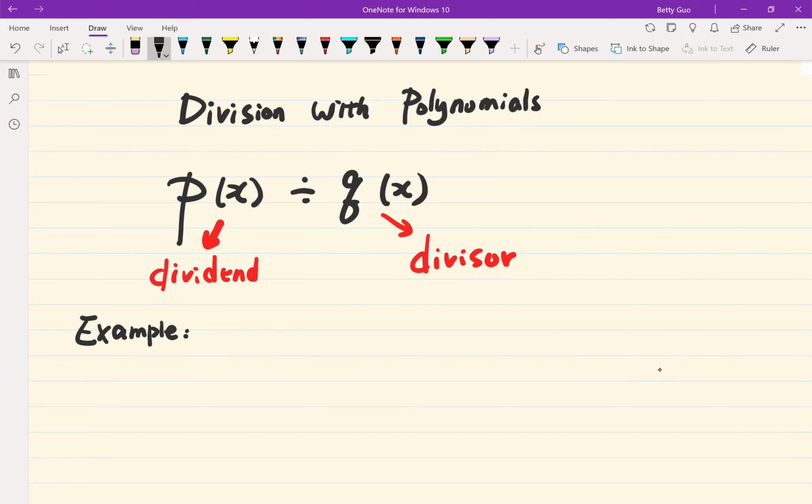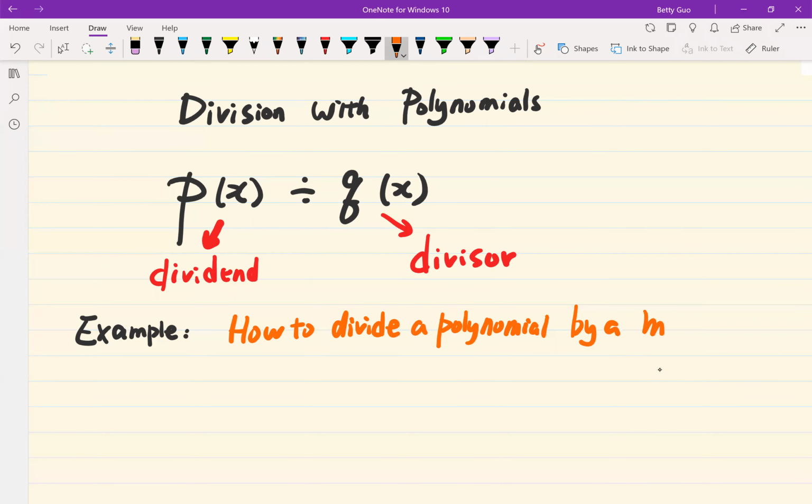So the first example, we're going to see how do we divide a polynomial by a monomial. In other words, in the first example, we're going to see the division of polynomials where the divisor is a monomial. Let's look at the example.